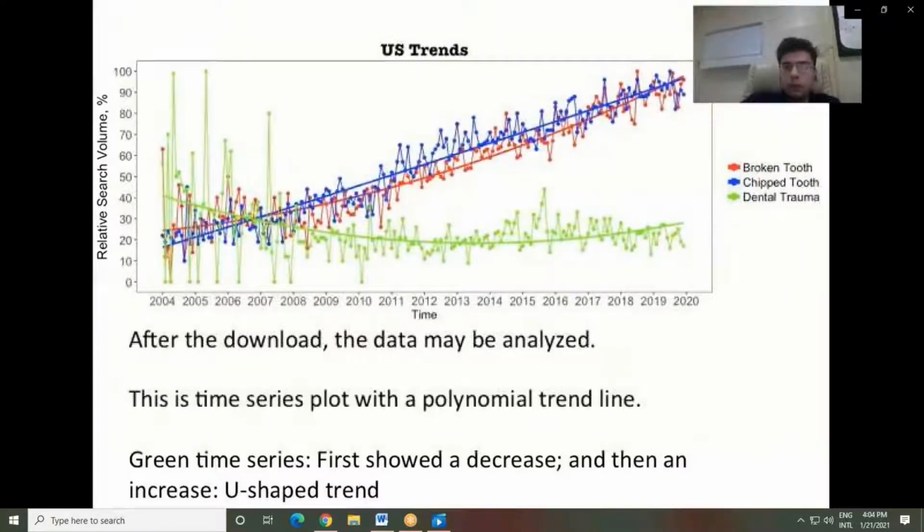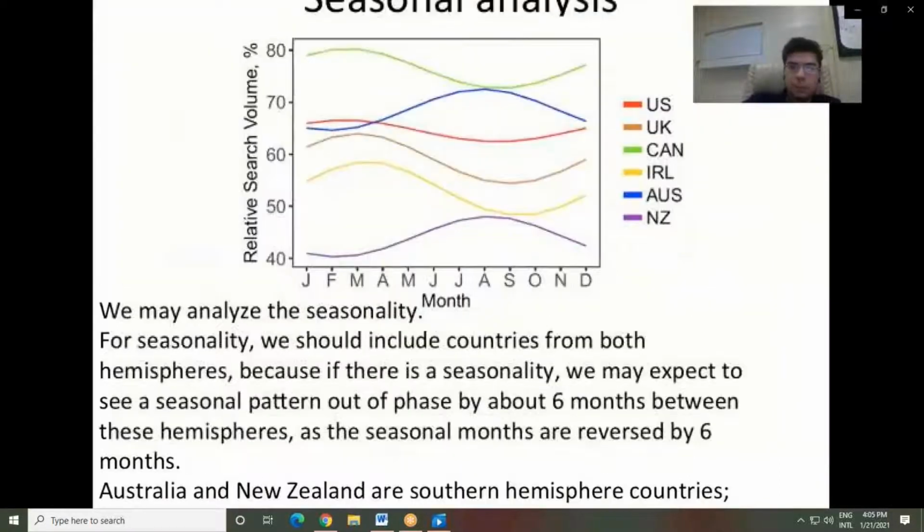This is a time series plot with a polynomial trend line. The green time series first showed a decrease and then an increase. It is called a U-shaped trend. With Google Trends, we can also analyze seasonality. For seasonality, we should include countries from both hemispheres, because if there is a seasonality, we may expect to see a seasonal pattern out of phase by about 6 months between these two hemispheres, as the seasonal months are reversed by 6 months in these hemispheres, as we know.